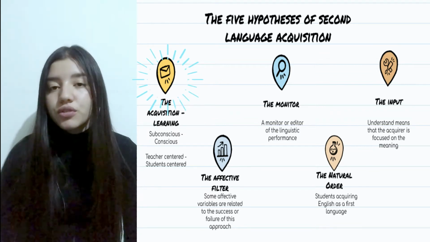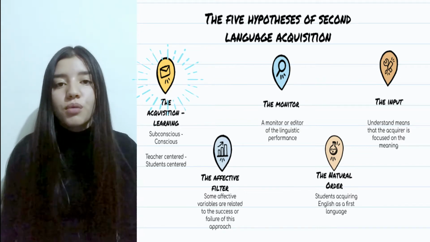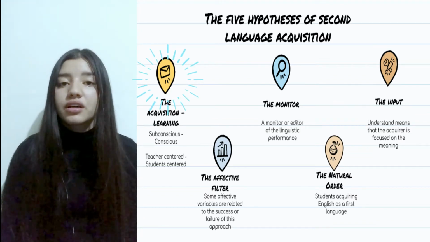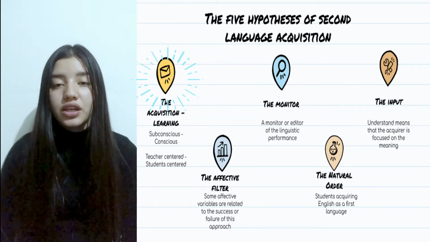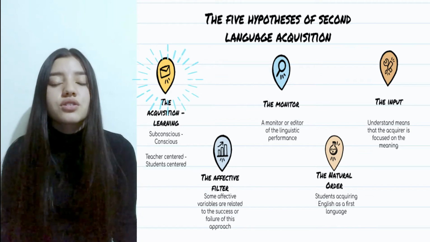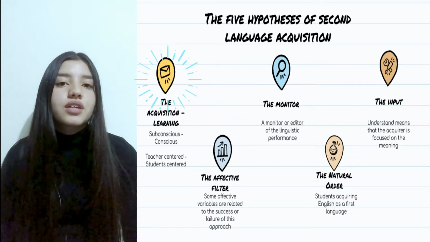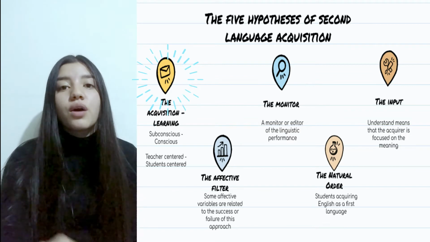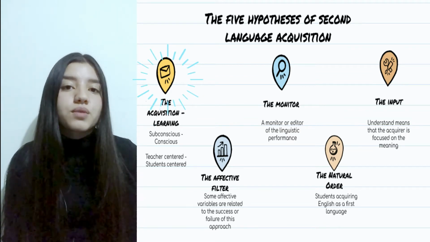It requires meaningful interaction in the target language in which speakers are concentrated not on the form of their utterances, but on the communicative act. Meanwhile, the learned system or learning is a product of formal instruction and it comprises a conscious process which results in conscious knowledge about the language, for example, knowledge of grammar rules. A deductive approach in a teacher-centered setting produces learning, while an inductive approach in a student-centered setting leads to acquisition.